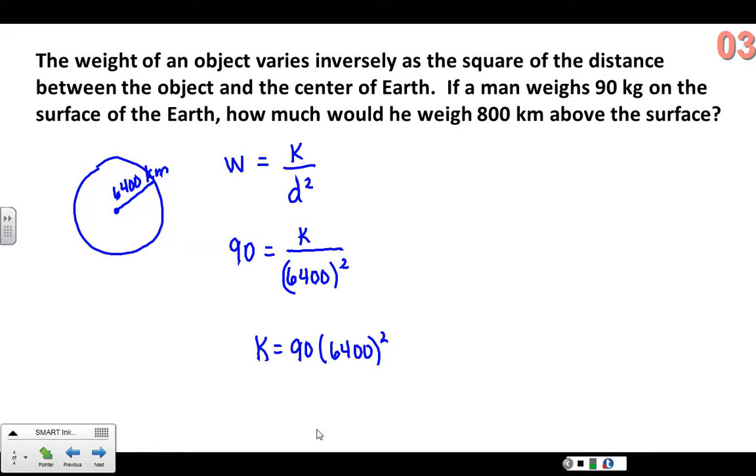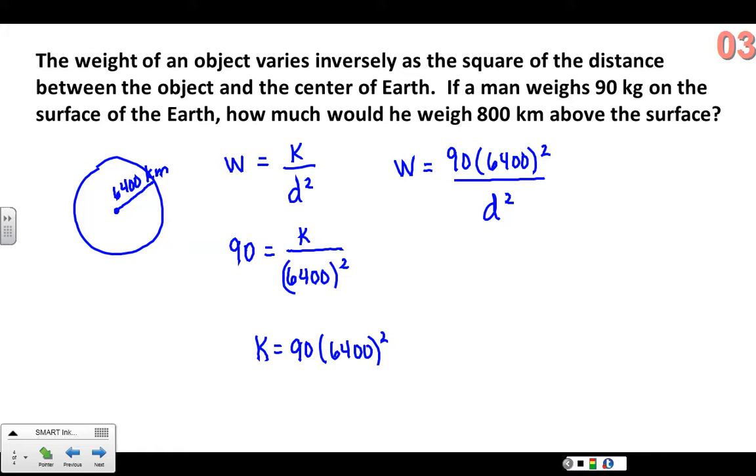Now you can multiply all this out and get a big number if you want to, but I'm just going to leave it the way it is, and maybe it'll reduce when I work my problem. So the weight is equal to 90 times 6,400 squared over the distance squared. That's how we're going to set up our equation.